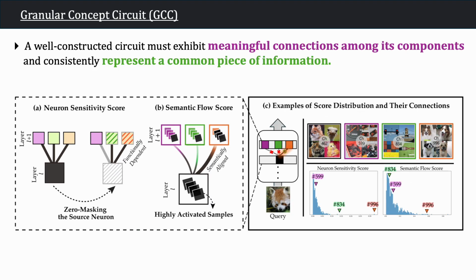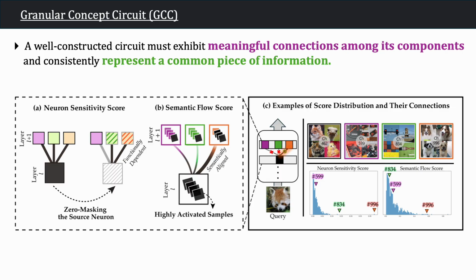In part C of this figure, we illustrate examples of neurons analyzed using our two proposed metrics. The blue histogram at the bottom shows the overall distribution of each score, and we highlight three representative cases, shown in purple, green, and orange, which provide a clear intuition. So let's start with the purple one. This case has low values for both scores, meaning it lacks both functional and semantic coherence.